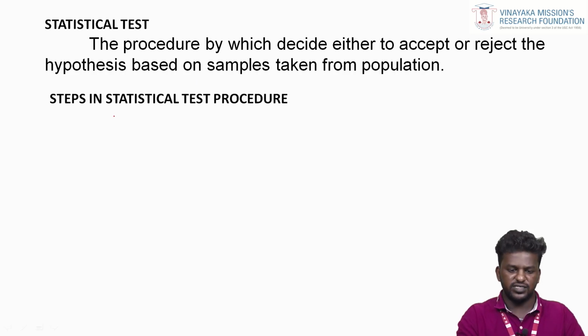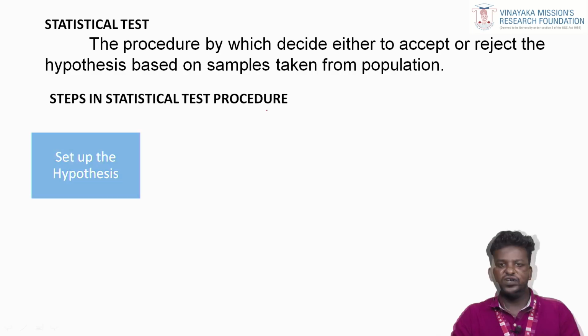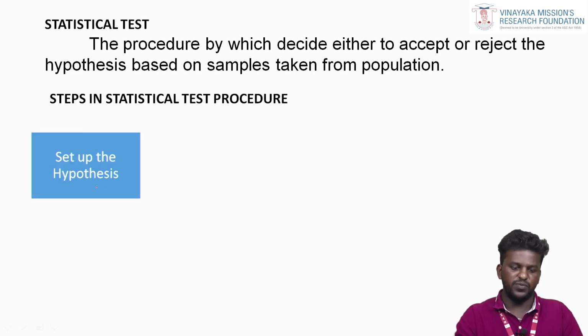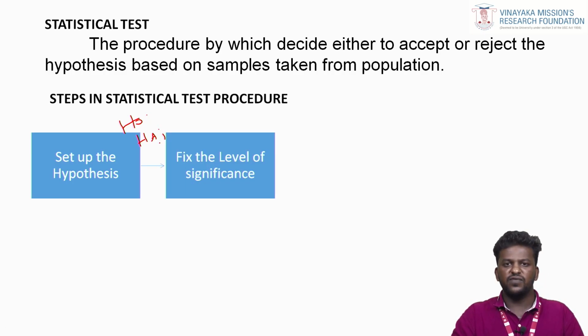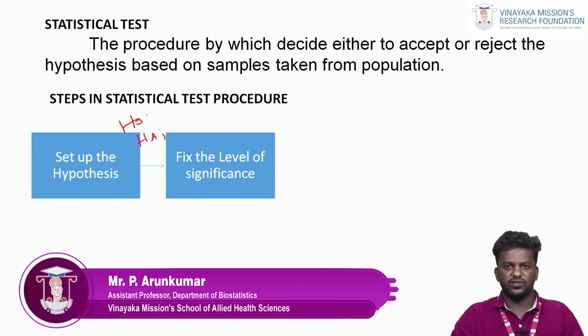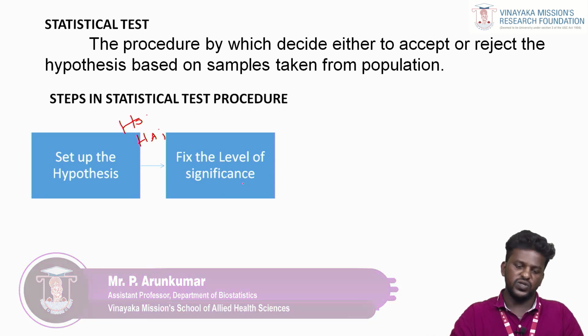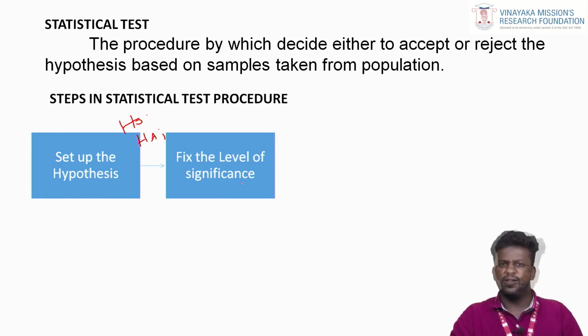Now we see the steps in the statistical test procedure. First step is to set up our hypothesis. Hypothesis means what? Our assumed problem statement. So first set up your null hypothesis and alternative hypothesis. Then fix the level of significance. That means what? Our error. Okay. So error percentage. By default we fix 5% if our problem is any clinically relevant problem.